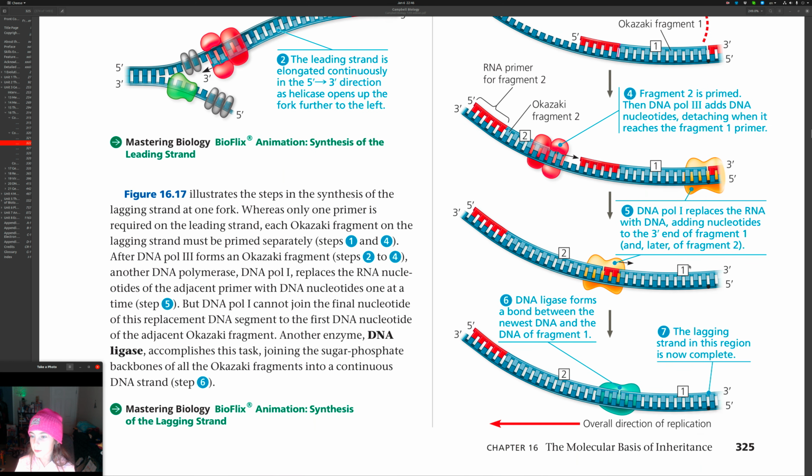Then DNA polymerase 1 replaces the RNA with DNA, which occurs in DNA replication; the RNA is what occurs in transcription, which is a completely different process. It adds nucleotides to the 3' end of fragment 1, and then later adds nucleotides to the 3' end of fragment 2. That's where DNA polymerase 1 participates. Now the DNA ligase forms the bond between that new DNA and the DNA of fragment 1. The DNA ligase helps make sure all the DNA is down.